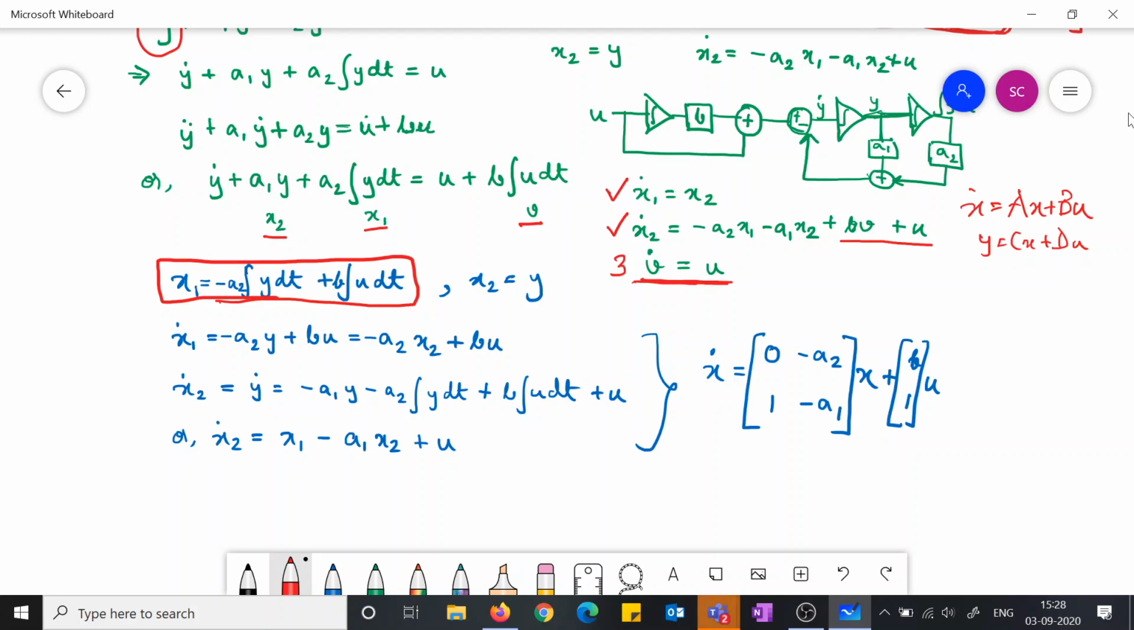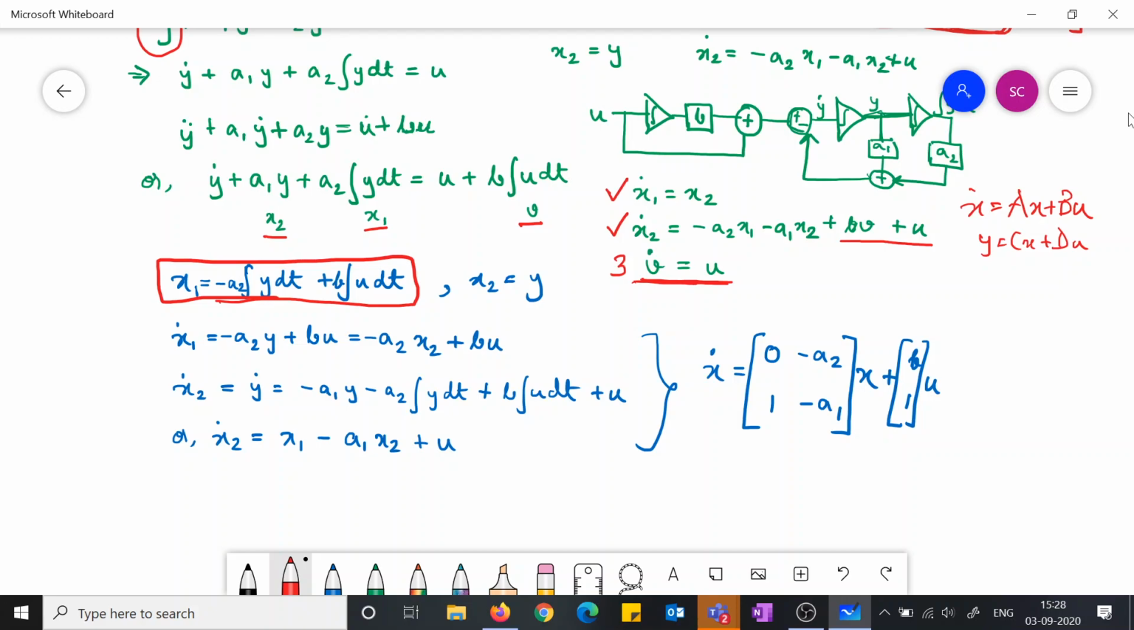If you are having to define more than that number of variables, you will get a representation, but that representation will be non-minimal. And there are certain disadvantages of non-minimal representations that we will talk about later on. I hope this is clear.